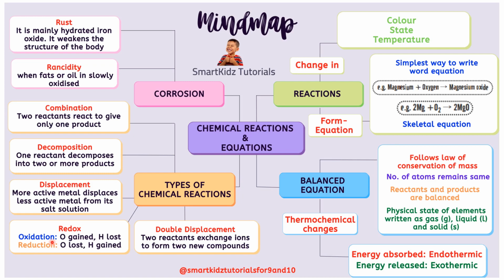Here, in some cases, there is no oxygen at all involved, but there is hydrogen. That's when we look at whether hydrogen is being lost or gained. If hydrogen is lost, then we call that particular reaction or equation oxidation. But if oxygen is lost and hydrogen is gained, then we call such a type of reaction a reduction reaction.